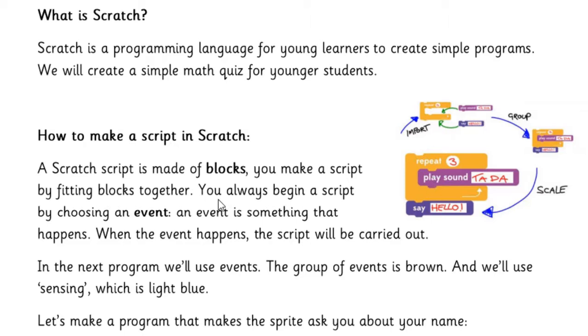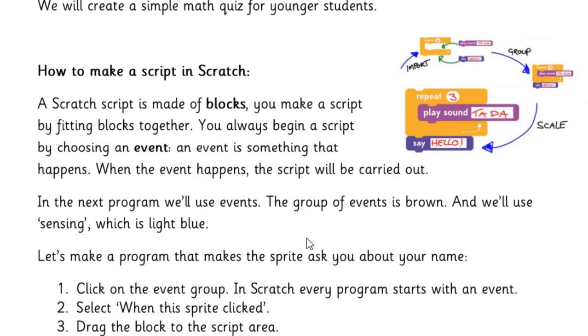You always begin a script by choosing an event. So every single program in Scratch starts with an event. An event is something that happens. When the event happens, the script will be carried out. So when that event happens, the rest of the script is going to be executed. In the next program, we will use events.